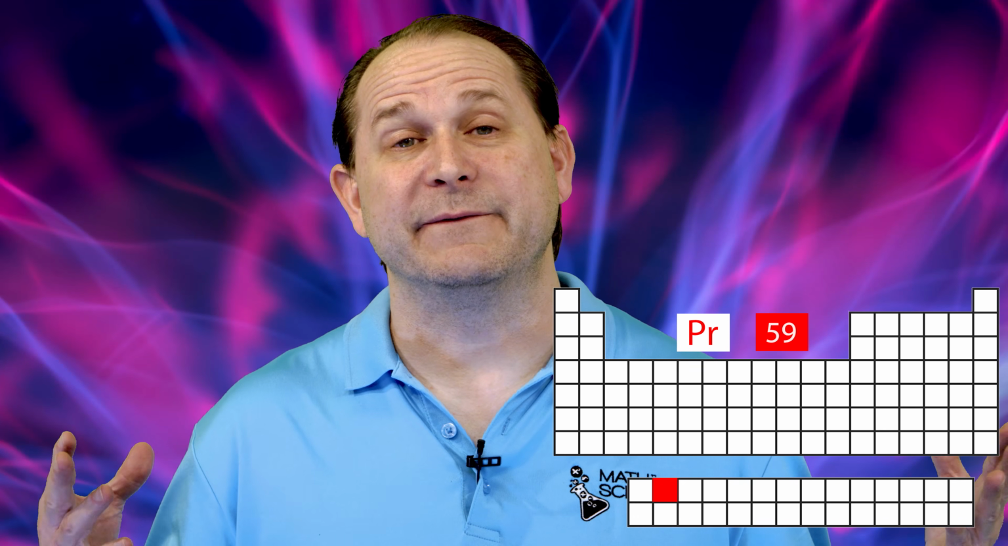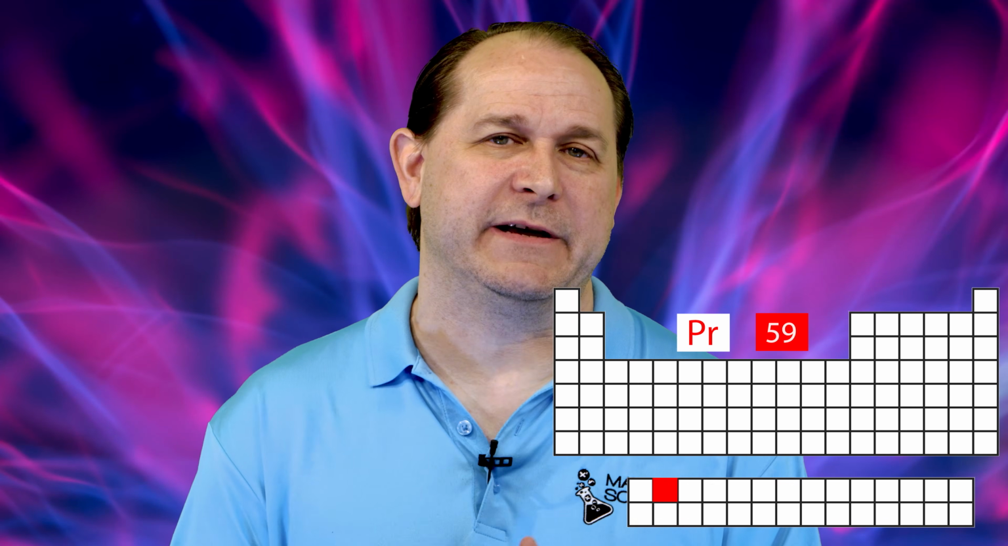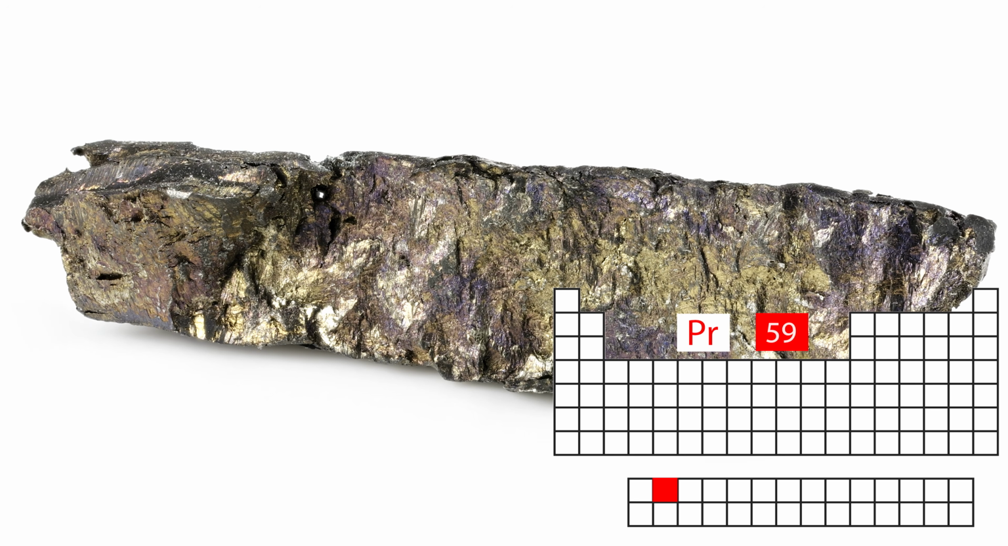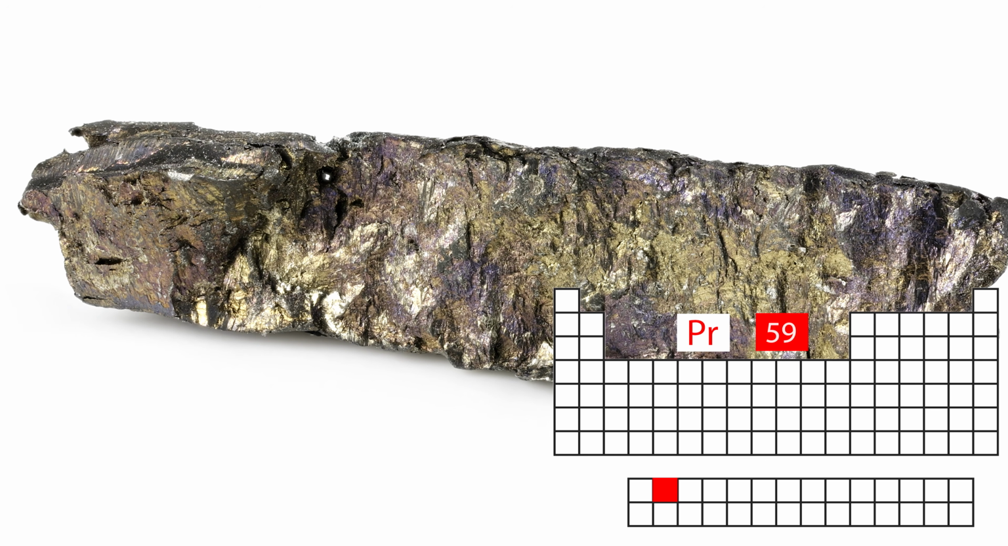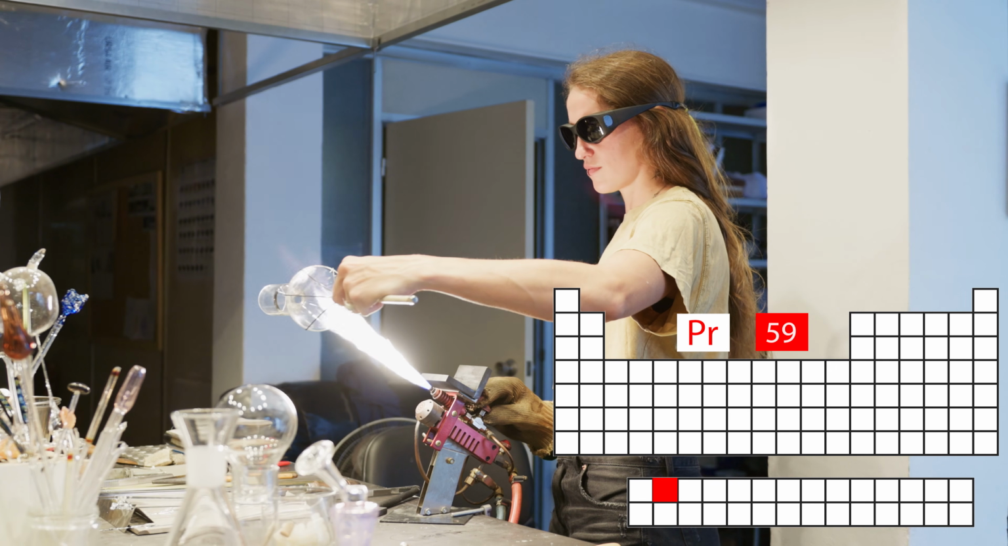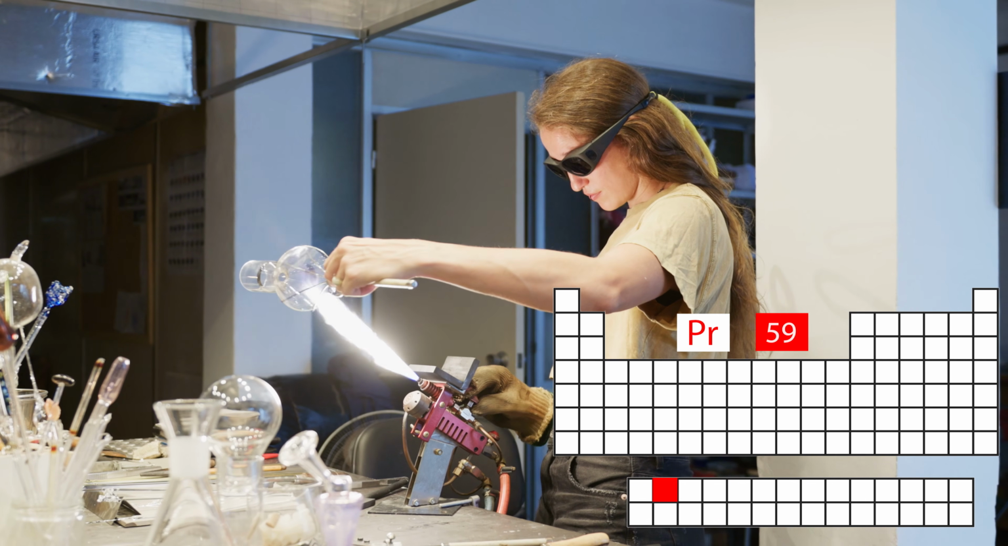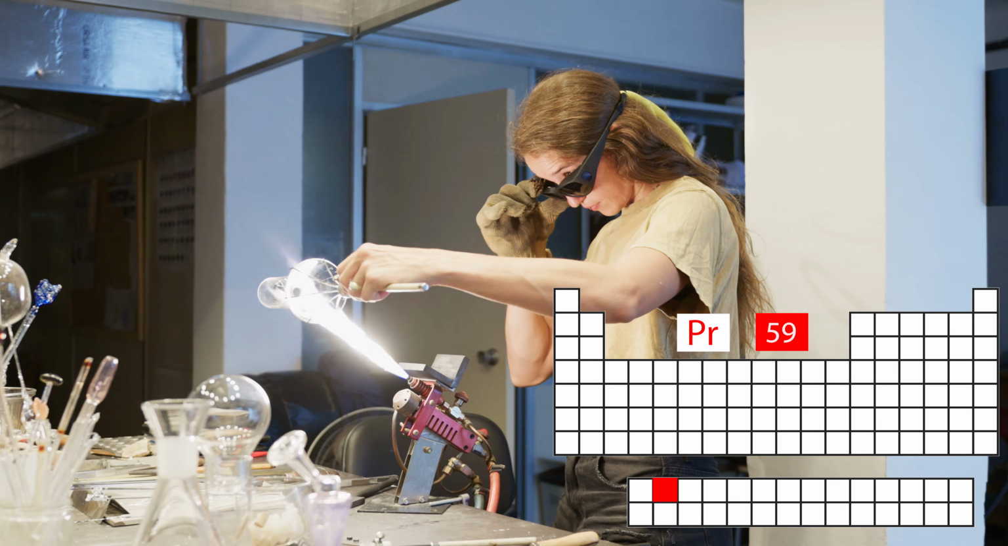Now we come to element 59, praseodymium. It creates yellow safety glasses for glass blowers. And here's an interesting fact. Its name means green twin in the Greek, though the element itself isn't actually green.